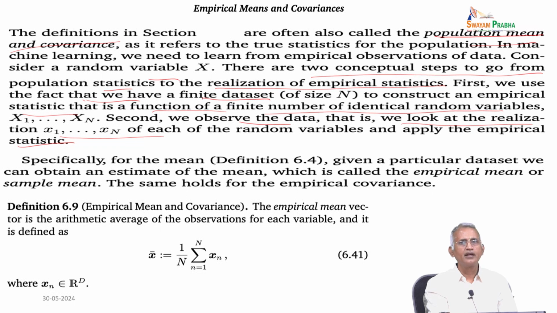Specifically for the mean, given a particular data set, we can obtain an estimate of the mean, which is called the empirical mean or simply the sample mean. The same holds for the empirical covariance. For the definition of empirical mean and covariance, the empirical mean vector is the arithmetic average of observations for each variable and is defined by x bar equal to 1 by n into the summation from n equal to 1 to N of xn, where xn is in R power D.